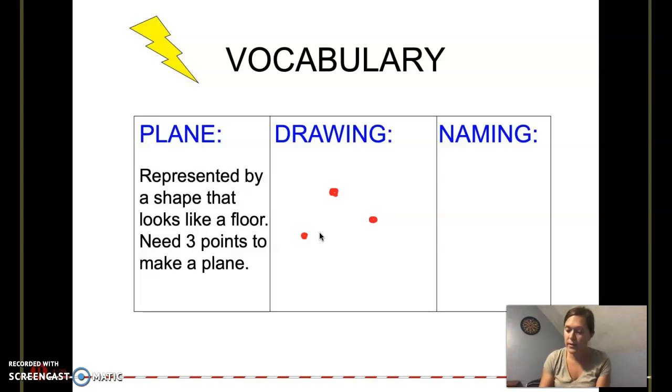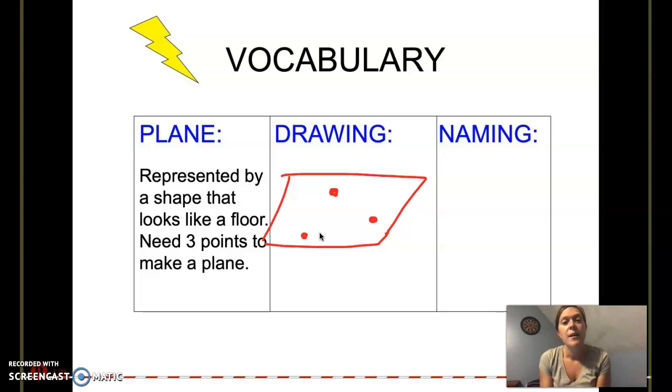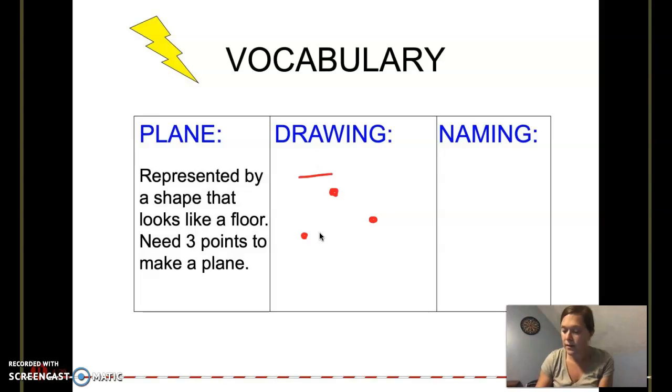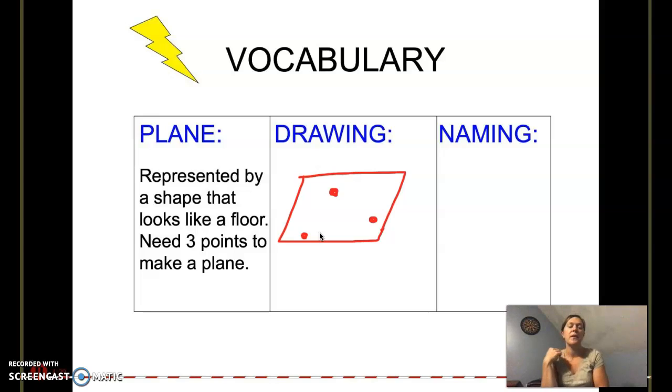So there are my 3 points. And then we kind of represent a plane. That was really bad. I went into the other side, but that's okay. By using a parallelogram. I can do better. Let's do better, Mrs. Crowley. That's a little better. There we go.